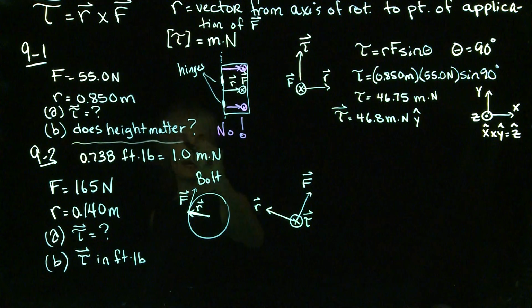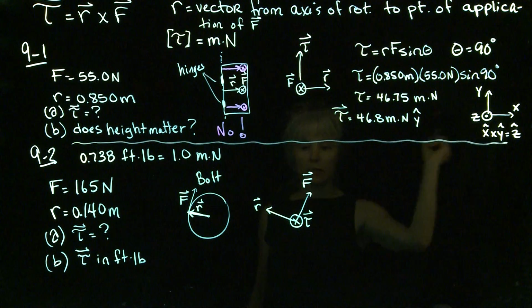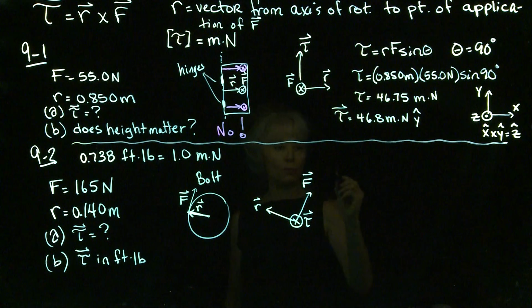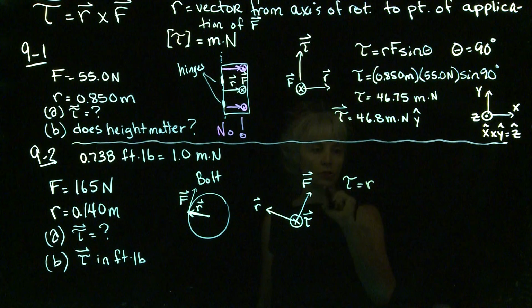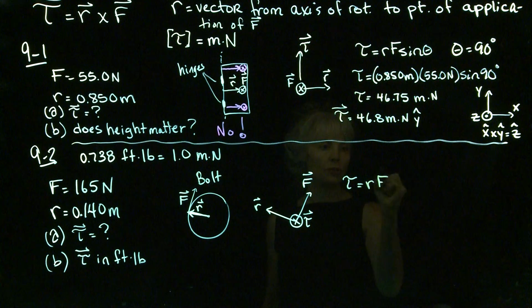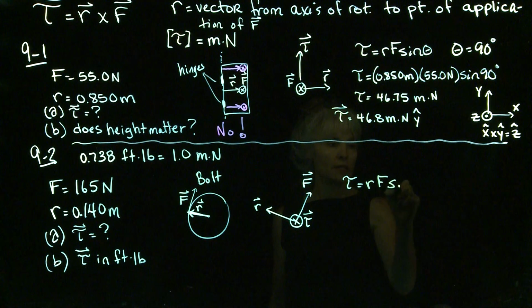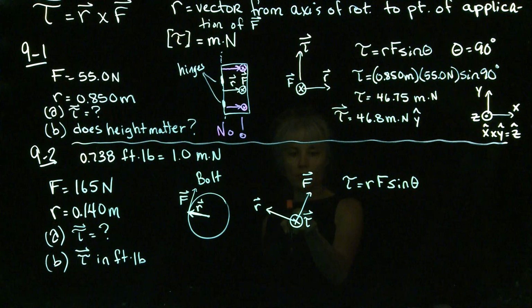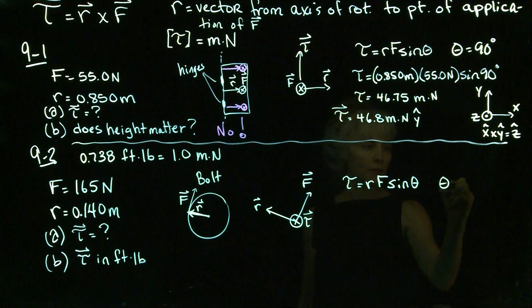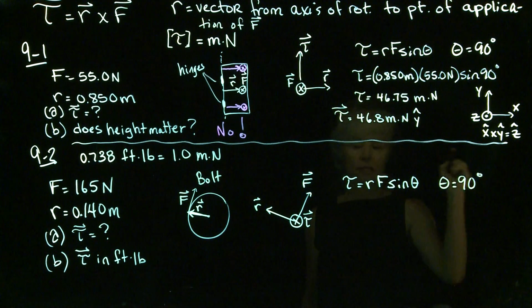So let's go ahead now and calculate the magnitude part of the torque. So the magnitude part of the torque is going to be the magnitude of the first vector, which is r, times the magnitude of the second vector, which is F, times the sine of the angle between r and F. The angle between r and F is 90 degrees. So theta is equal to 90 degrees.